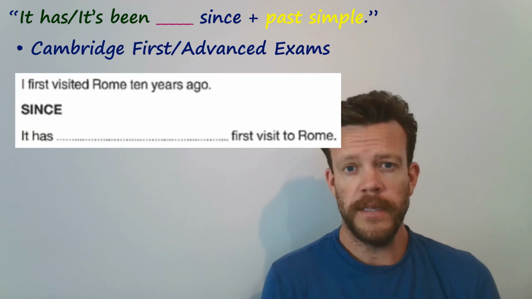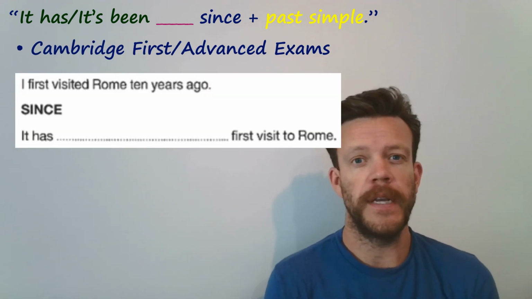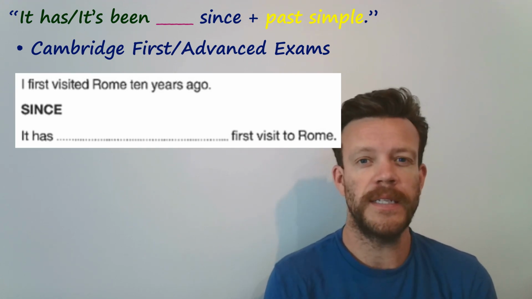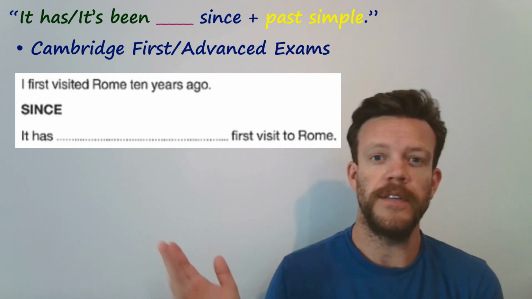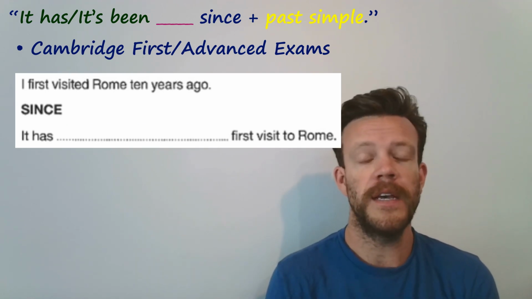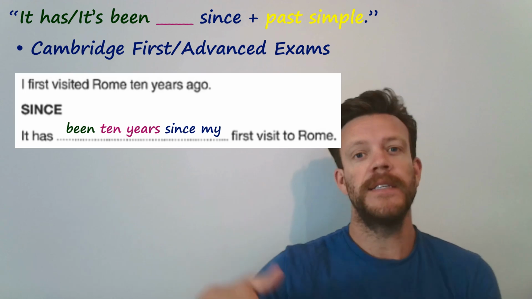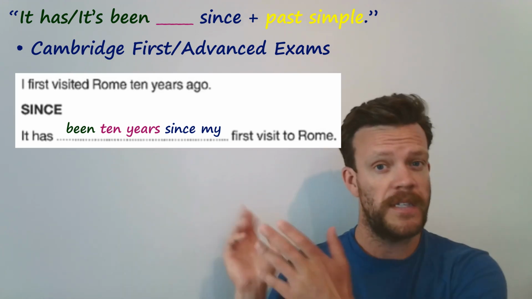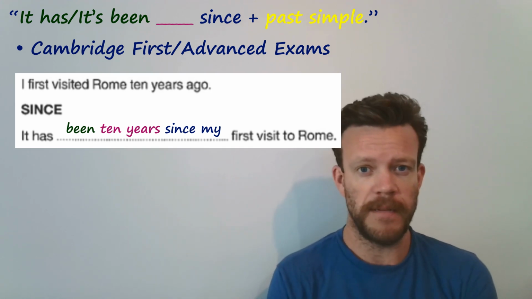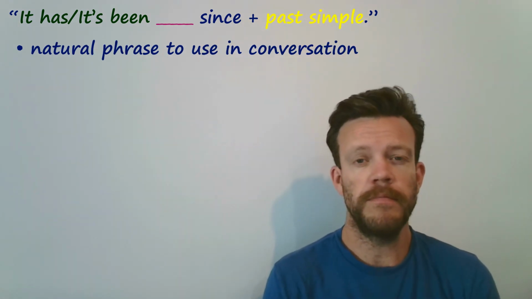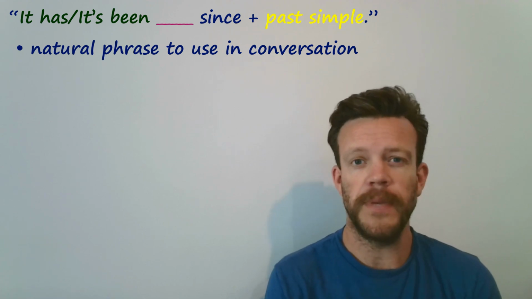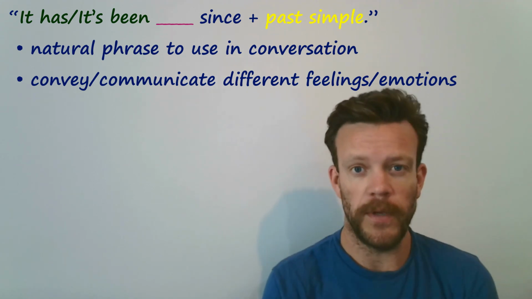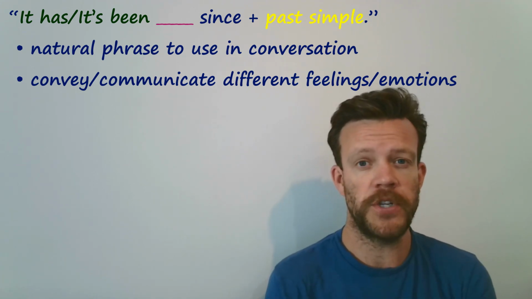It's a useful thing to know if you're doing an exam like the Cambridge First or Cambridge Advanced, something they like testing in the use of English. As you can see here, the answer, it has been 10 years since my first visit to Rome. Here they've used just a thing in the past instead of the past simple. But it's also useful because it's a very natural phrase that people use every day, and often you can communicate how you are feeling, not just information.